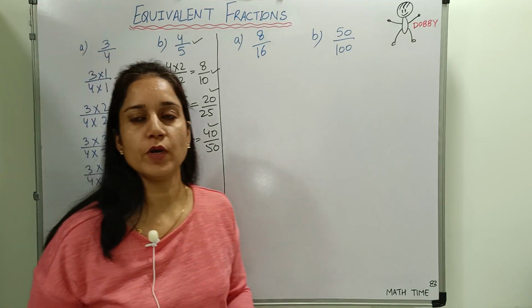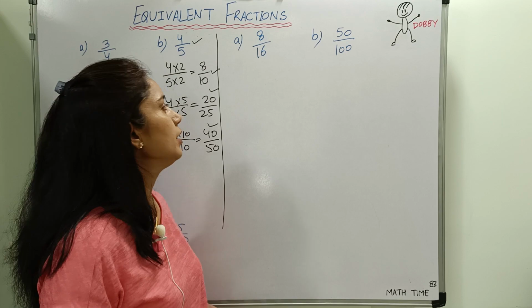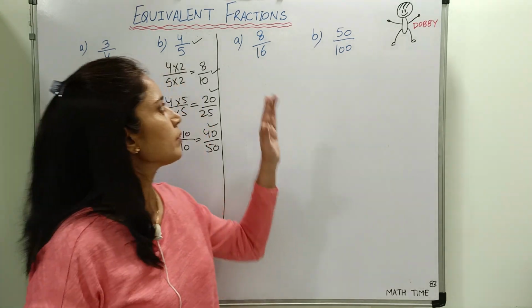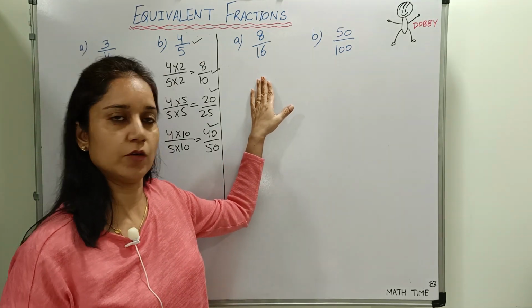So by the first two examples, we have understood that we can find the equivalent fractions by multiplying numerator and denominator by the common number. Now let us see, we can find the equivalent fraction by the division method also.